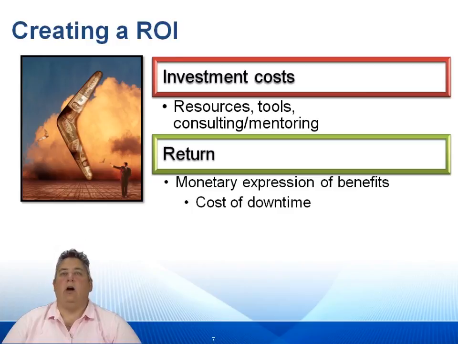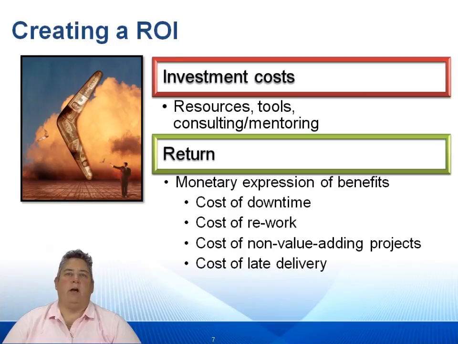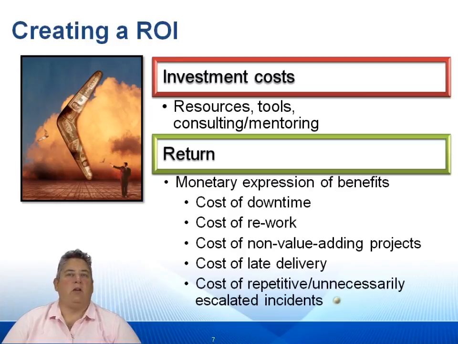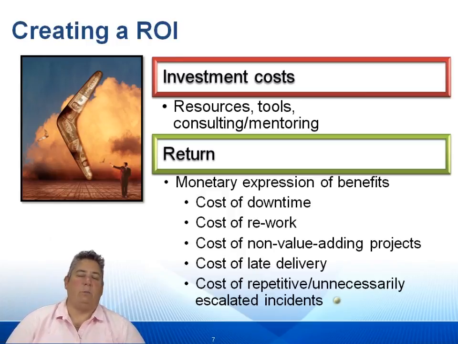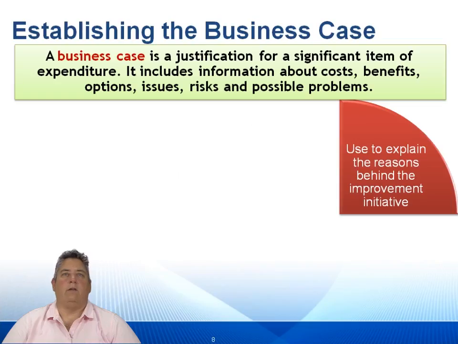So we can look at cost of downtime, cost of rework, cost of non-value adding projects, the cost of late delivery, the cost of repetitive or unnecessary escalated incidents. If we remove those because they've been happening in the past, we can say, hey, our investment allowed us to not spend X amount of dollars because we've removed X or we've made X improvements. So we can use what's happened in the past to show a return based on an investment or an improvement that we've put into our organization.